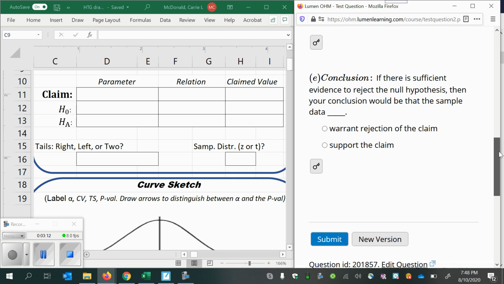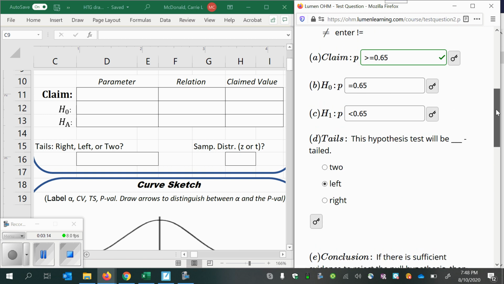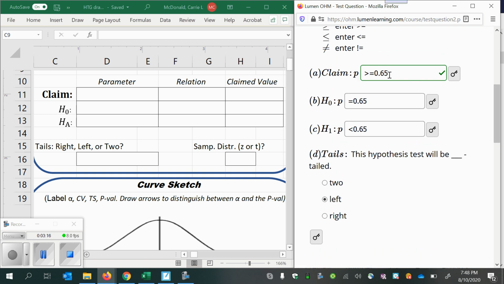And then, if you reject the null hypothesis, you would be supporting the claim. So which case do we have here? Here we have that the claim fell into the null hypothesis, that equality part of the claim statement is covered by the null. Therefore, if we reject the null hypothesis, we will also be rejecting the claim.